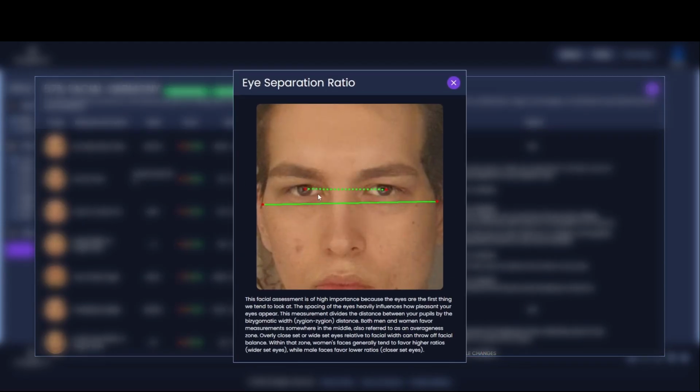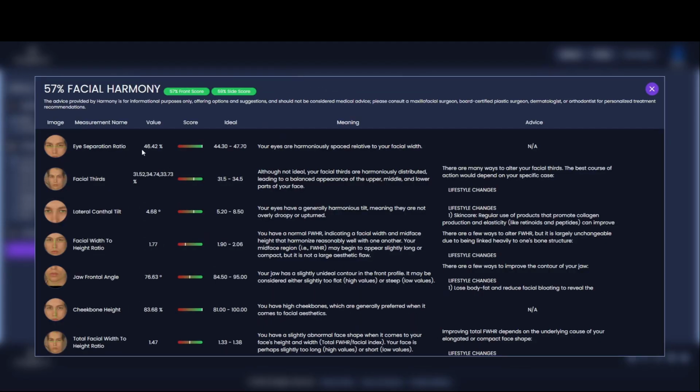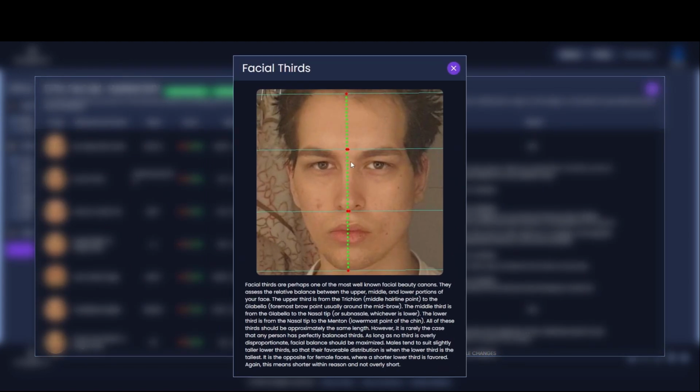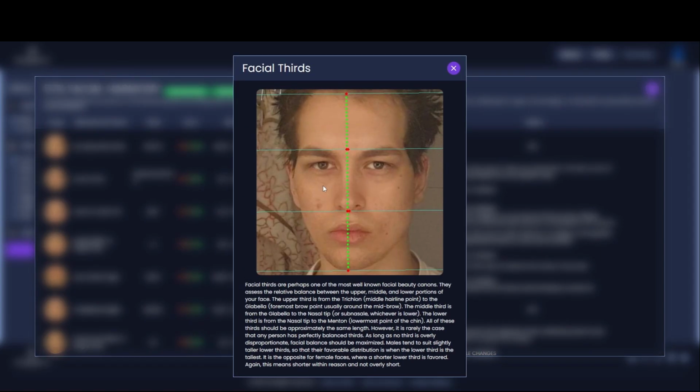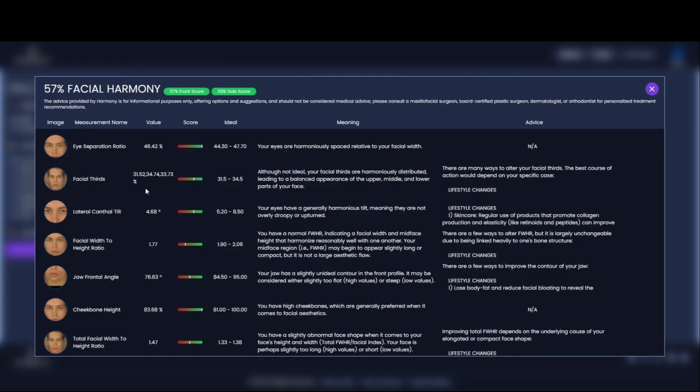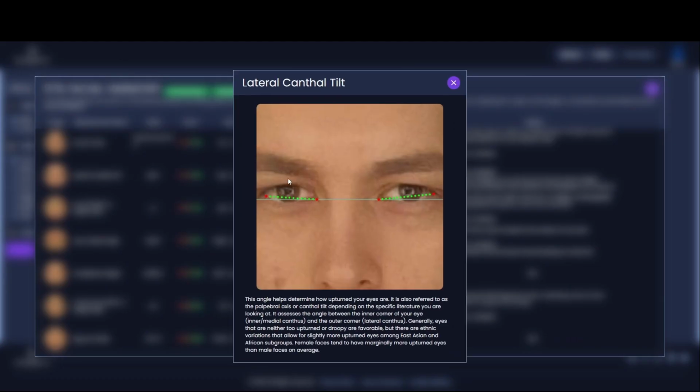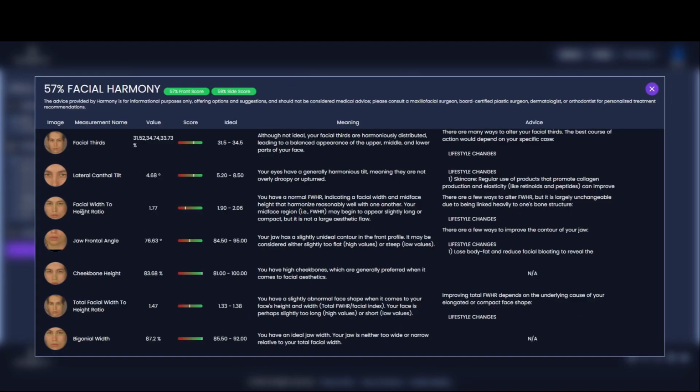So he actually has excellent eye spacing, perfectly within the normal ideal range. His facial thirds are actually quite balanced as well. They're pretty equal in distribution. The only thing I would note is that his middle third is a bit longer, which can be slightly feminizing, but in his case it's not excessively long, so that doesn't really feminize his face in my opinion. And his eye tilt is a little bit lower than ideal, but still he has upturned eyes for sure.